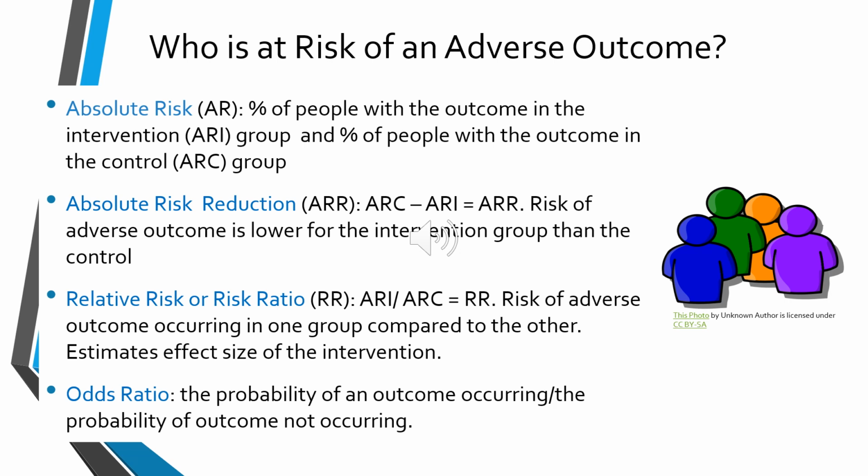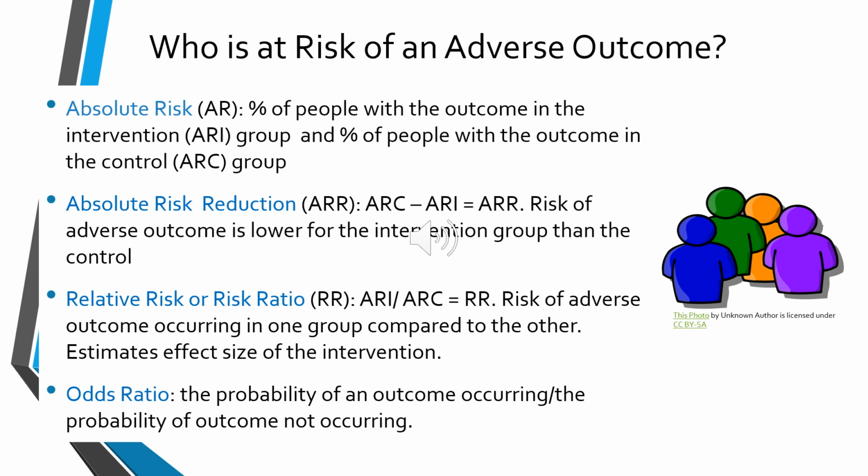Relative risk compares the risk between study groups and estimates the effect size of the treatment. If relative risk equals 1, there's no change. If relative risk is less than 1, then the intervention lowered the risk of the outcome. If relative risk is greater than 1, there's a higher risk of the outcome.